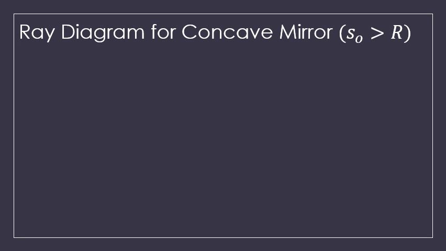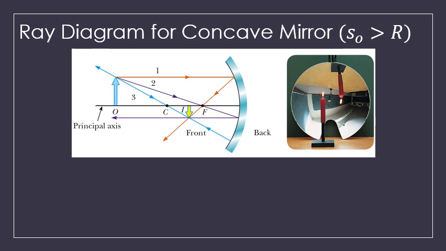All right, so we've looked at some ray diagrams, and when an object is further away than the radius of curvature, we saw what happened. This picture from your book shows that we use the parallel ray, which is parallel to the principal axis and reflects through the focal point. The focal ray goes through the focal point and then reflects parallel to the principal axis, and then the central ray goes to the mirror and straight back.